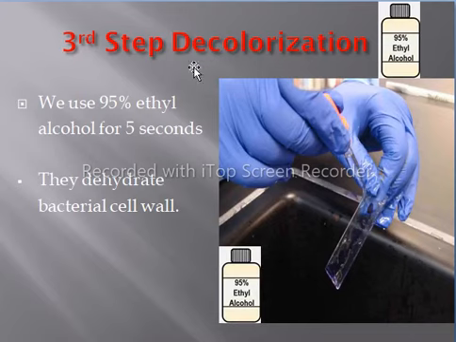Next is the decolorization step. In this step, we use ethyl alcohol 95% for 5 seconds. We add ethyl alcohol drop by drop for 5 seconds. By doing this, gram-negative bacteria completely lose the primary stain, but if the bacteria is gram-positive, they will retain the primary dye. The function of 95% ethyl alcohol is that it dehydrates the bacterial cell, which leads to shrinkage of the thick peptidoglycan layers and holds the stain strongly.